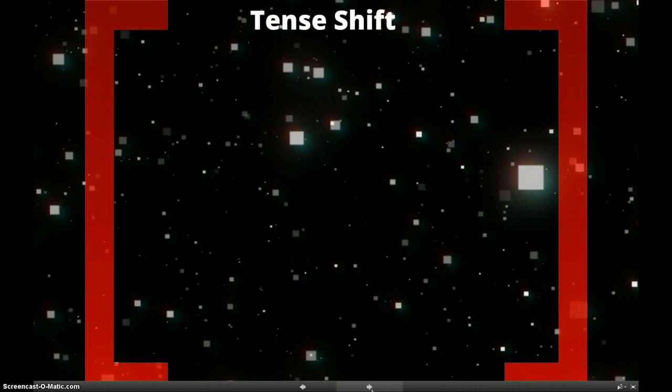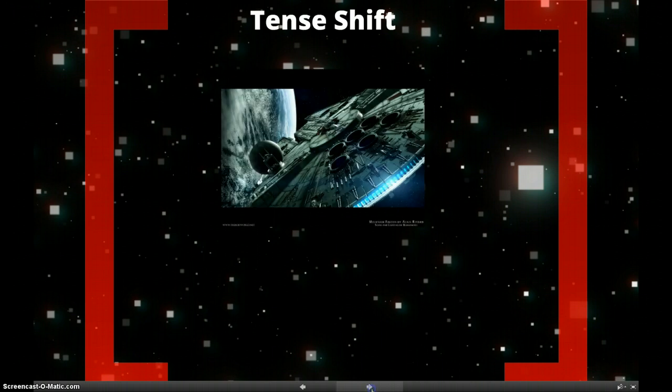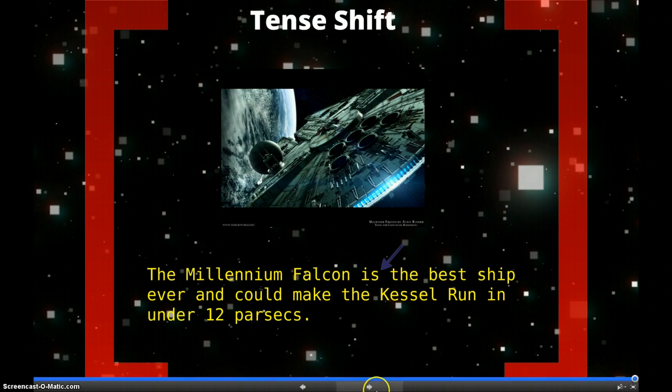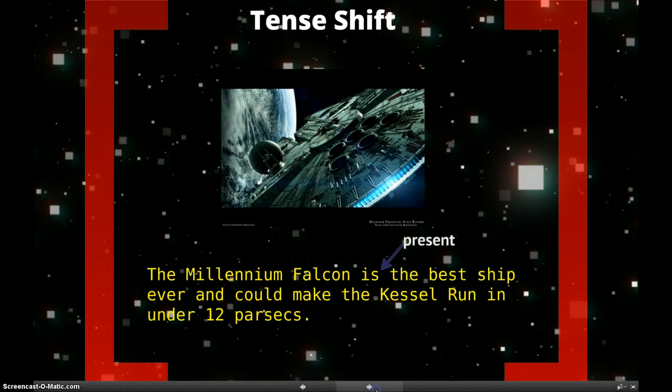And finally, tense shift. So this is a little different. This is not subject-verb agreement. What this is, is making sure that you use the same tense of verb all throughout your writing, especially within the same sentence. So: the Millennium Falcon is the best ship ever and could make the Kessel Run in under 12 parsecs. On first read, there's nothing that really jumps out that's bad with this sentence. But the problem is we have is here, which is present tense, and could, which is past tense. You have to be very careful that you make sure you leave the same tense across your writing.